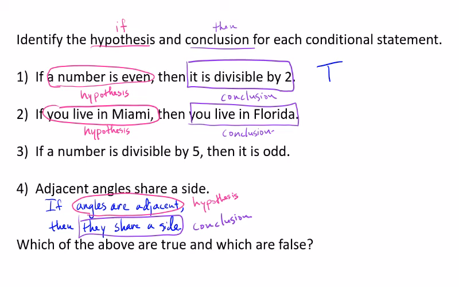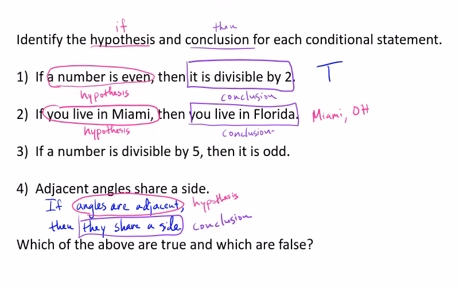Number 2, if you live in Miami, then you live in Florida. Can you think of a counterexample there? What if you lived in Miami, Ohio? Then you don't live in Florida. Or you could live in Miami, New Mexico. I'm not sure if there is such a thing, but that would prove the conditional, or the statement, false.